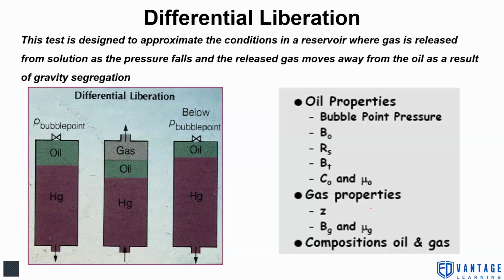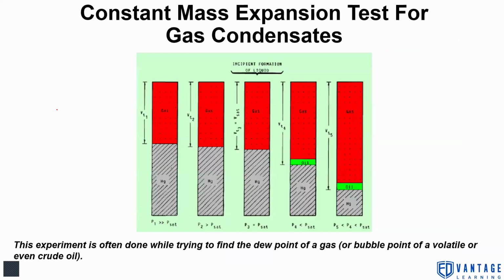Next is differential liberation test, where we remove the gas that comes out of oil. This test is designed to approximate the conditions in the reservoir where gas is released from solution as the pressure falls and the released gas moves away from the oil as a result of gravity segregation. So from this test, we can measure many properties, unlike flash liberation.